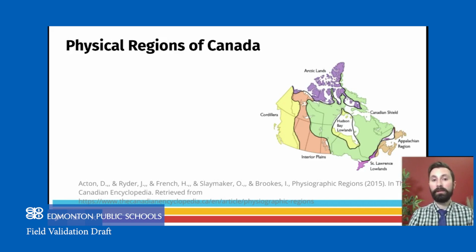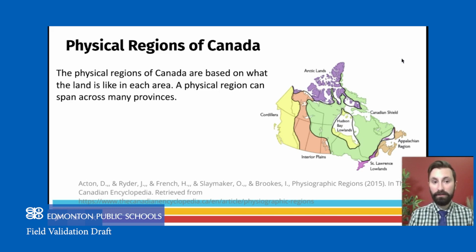We'll start by looking at this map, which is broken up by the physical regions of Canada, and each of them is labeled with the name as well as color-coded. So for example, we have in red here the Interior Plains region. You may also notice the gray lines here that represent the provincial borders. So for example, here is Alberta.